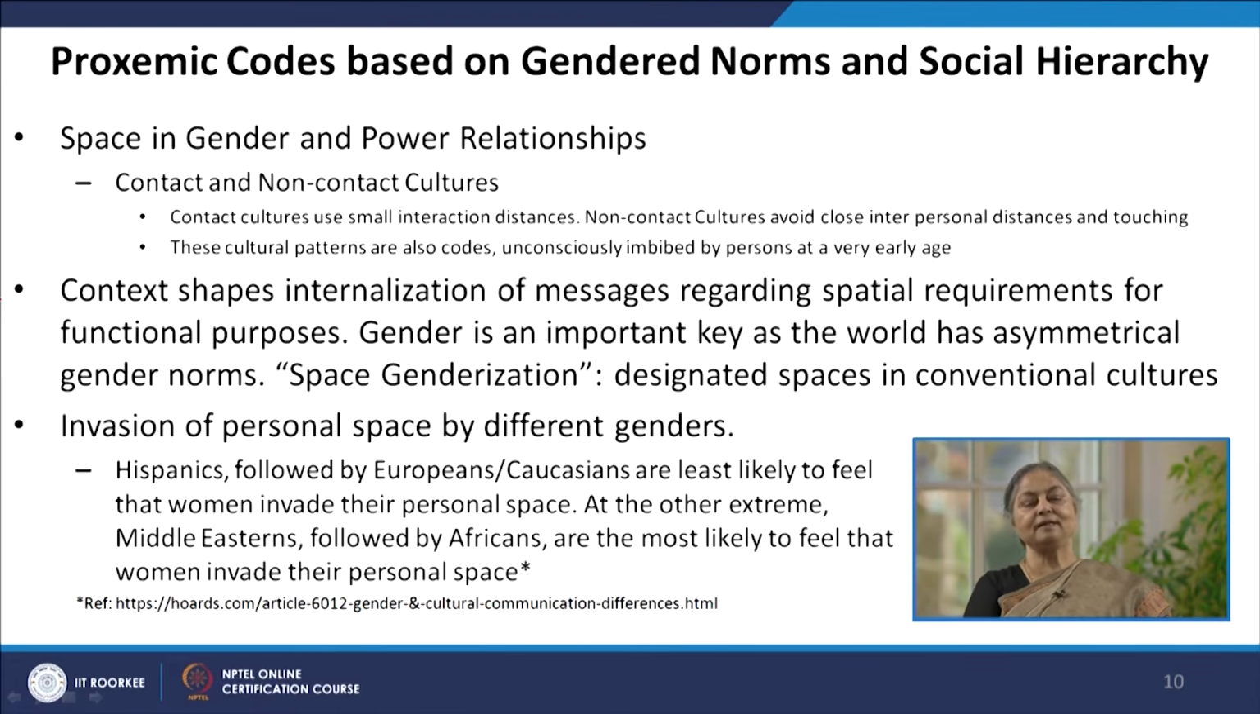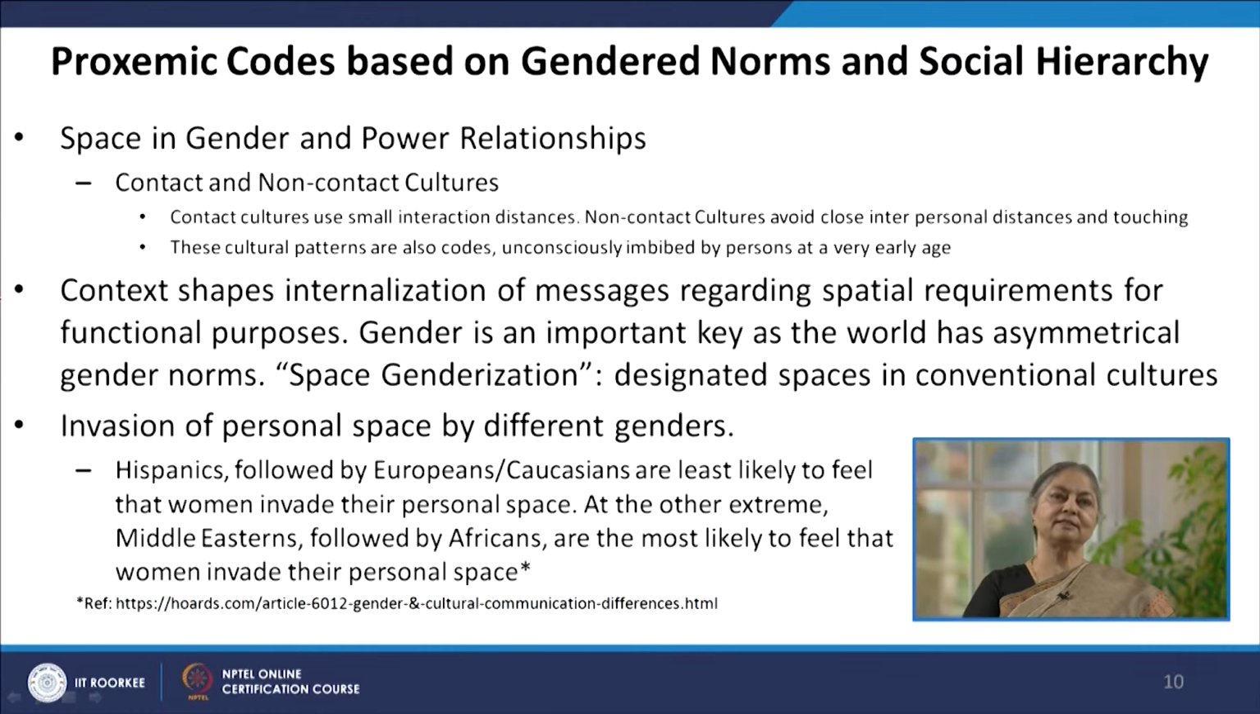Context helps us in internalizing the messages which are passed on regarding the requirements of space and distances for functional purposes in our day-to-day and work life. Since different societies in our world today have different gender norms, these gender norms are not necessarily symmetrical, and therefore we find that different types of cultures have different designated spaces for different genders. This idea is known as genderization of space or space genderization.